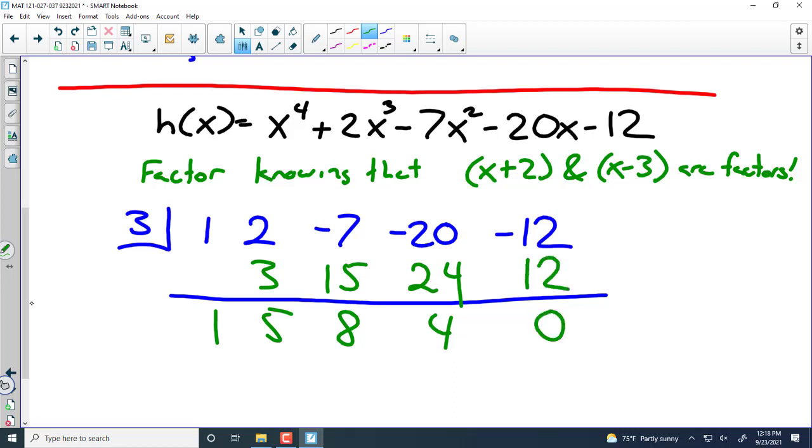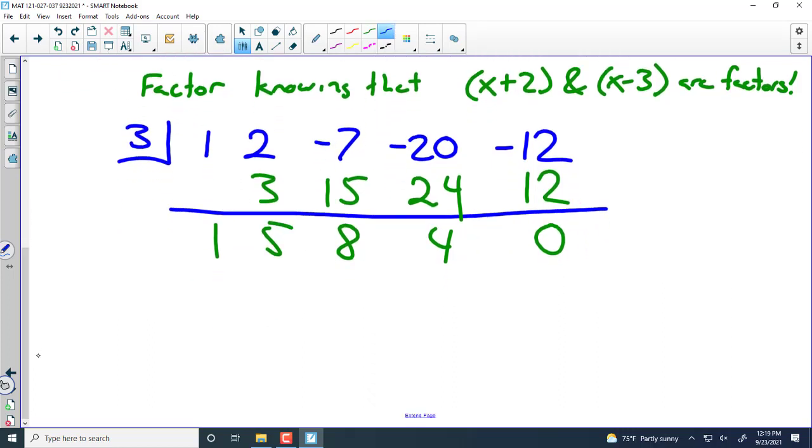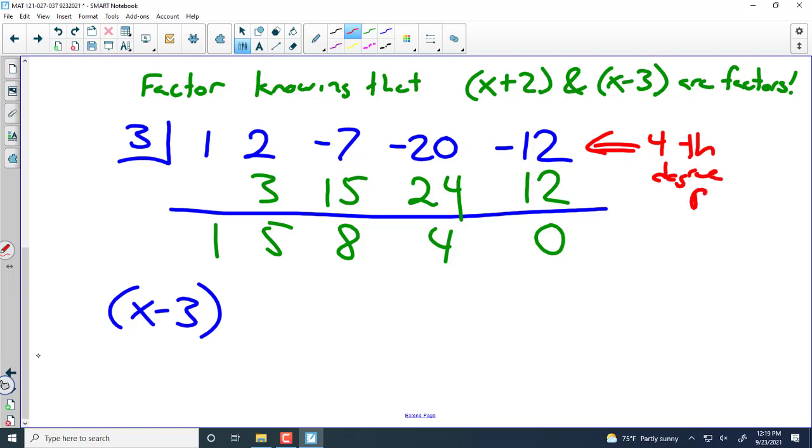And we are on our way because not only do we know that x minus 3 is a factor, but just like with numbers, we have started to break down the big guy. Because this right here represented a 4th degree polynomial. And I said that when you do this division, your quotient is going to be 1 degree less. So what does this represent right here? A 3rd degree polynomial.